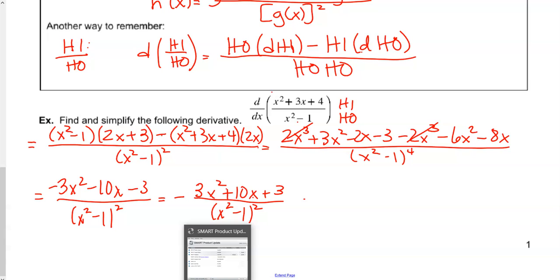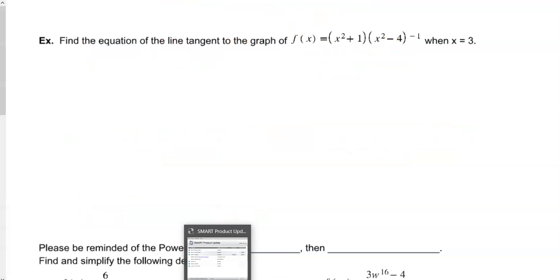Let's move on now to the back side here. Get rid of that, sorry.